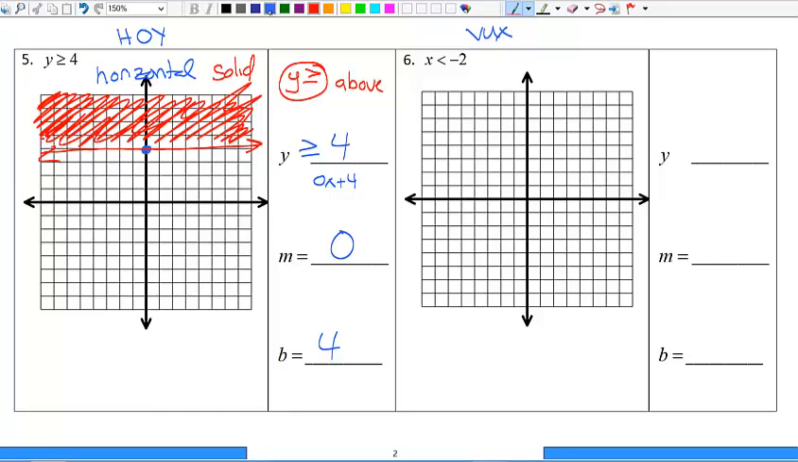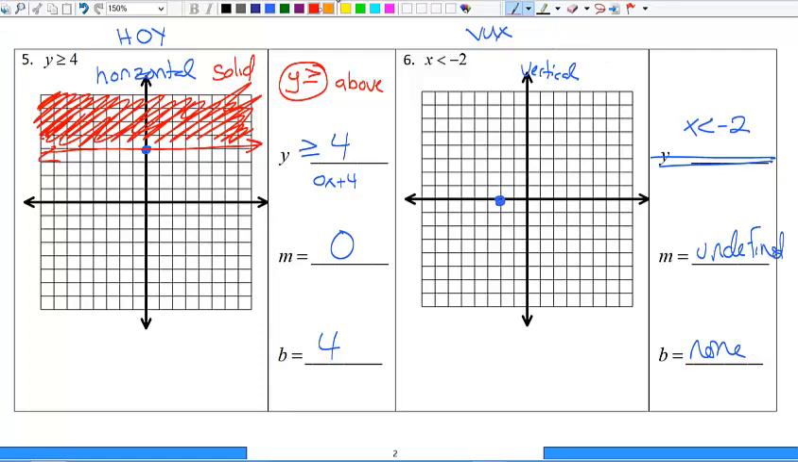Now on the next problem we have a Vux problem, which tells me that this is a vertical line. Because it's a vertical line, you can't put it in slope-intercept form. That just doesn't make any sense. So we're going to just use x is less than -2 for our equation. My slope is going to be undefined. And my y-intercept, there is none, because you can't have a y-intercept on a vertical line unless it's already on the y-axis. So to plot this, I'm going to go to -2.